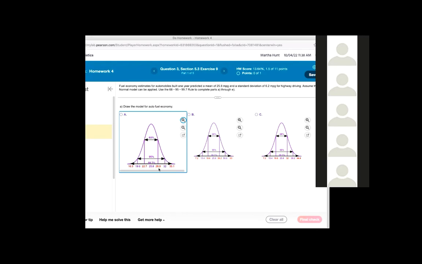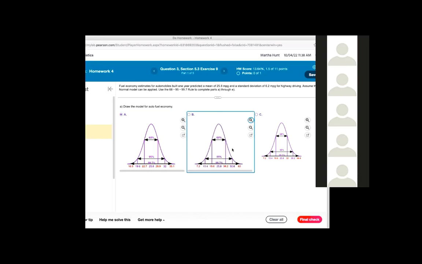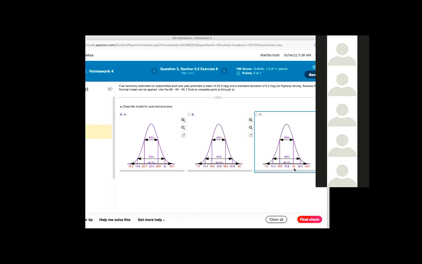Is it this one? No. Is it this one? No. Is it this one? Yes. So by process of elimination, without doing all of the markings, I know this is the correct answer.